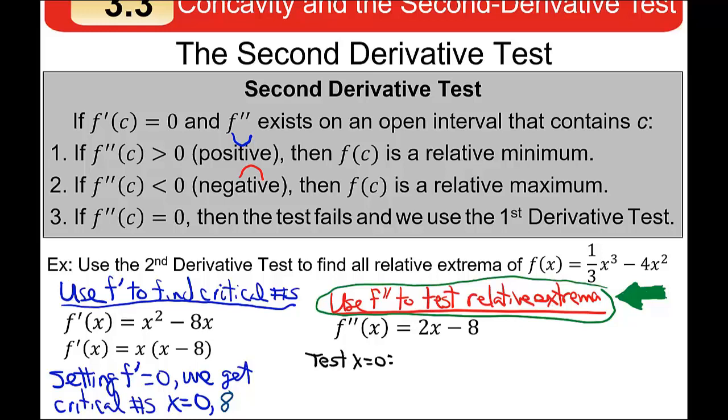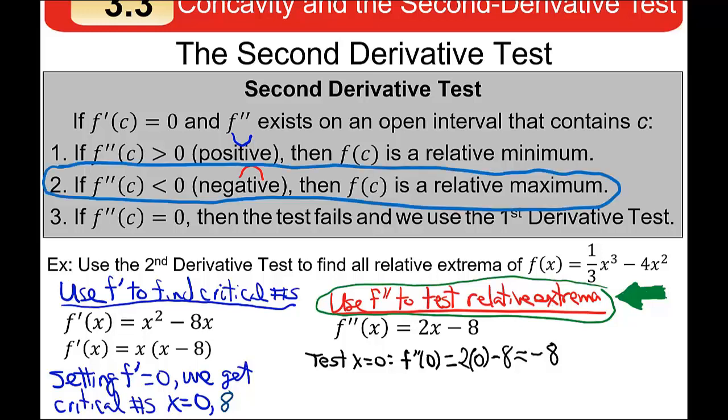Now, if we take the first critical number, which is 0, and plug it into the test function, which is the second derivative, we end up with -8. That means it's concave down. That means it's spilling water, which means you have a maximum. The second derivative test says if the second derivative is negative, then you have a relative maximum.